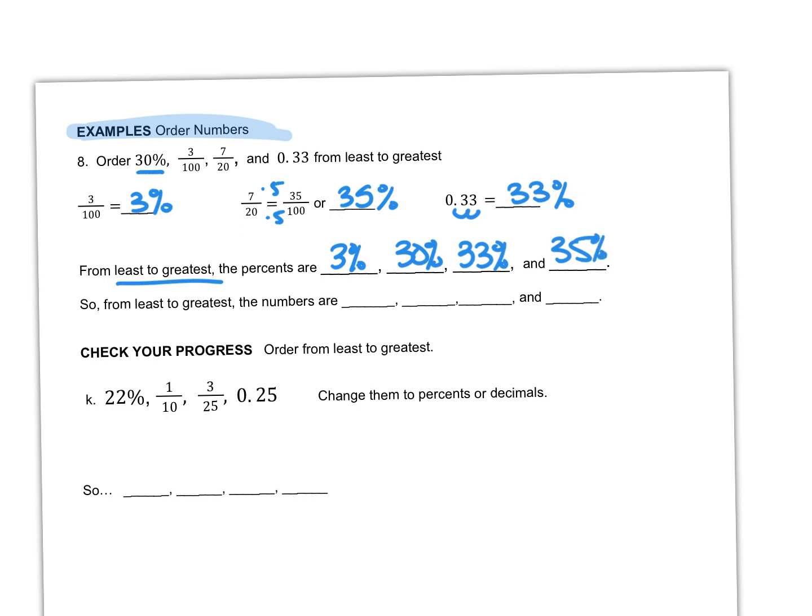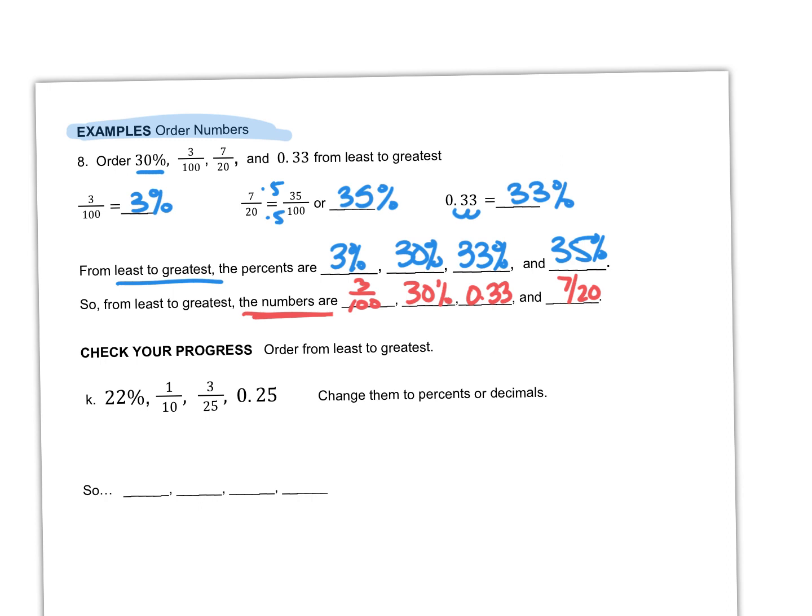Generally, though, you want them in their original form. So least to greatest, that 3% was 3/100. 30% started off originally as that. 33% was 33 hundredths. And 35% was originally 7/20ths. So listed least to greatest, there they are.